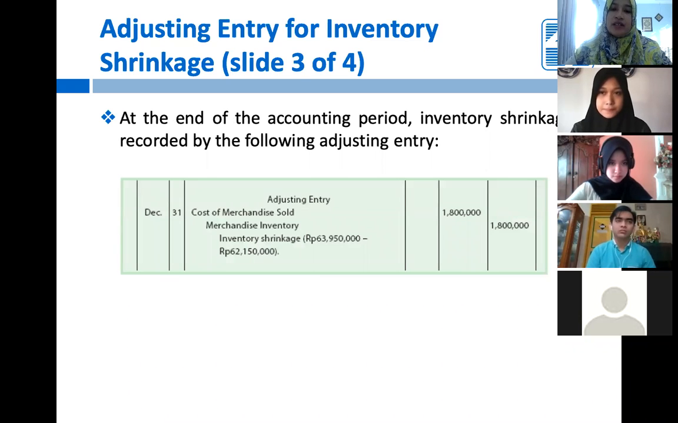We will do it oppositely. So debit merchandise inventory and credit cost of goods sold, because we will add back our inventory.